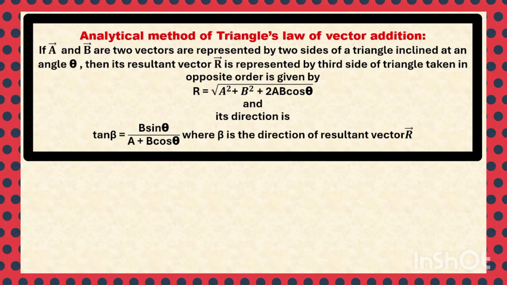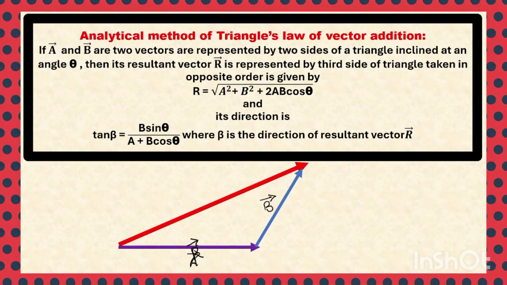Here we are going to explain vividly and lucidly how to derive the magnitude and direction of the resultant vector. Here is one of the vectors. Another vector is connected in the same order. Here is the vector A, and here is the vector B, and we connect another vector R, which is connected in the opposite order. So R is the resultant vector, and you see the two vectors act at an angle theta.